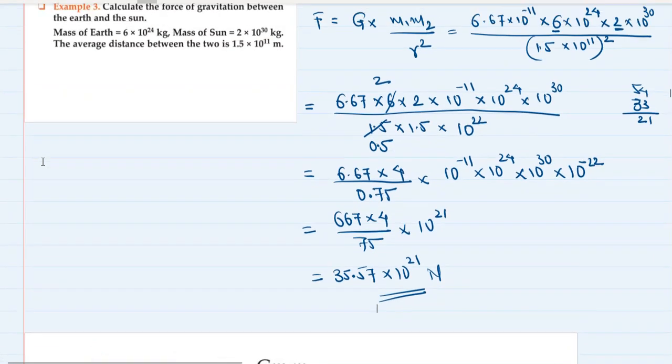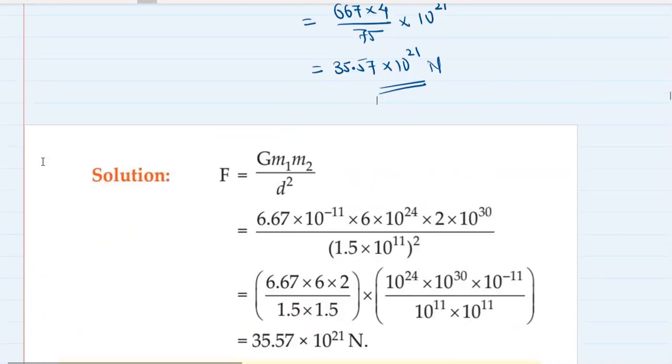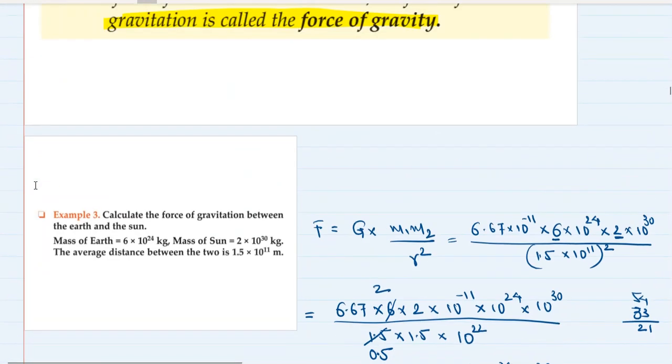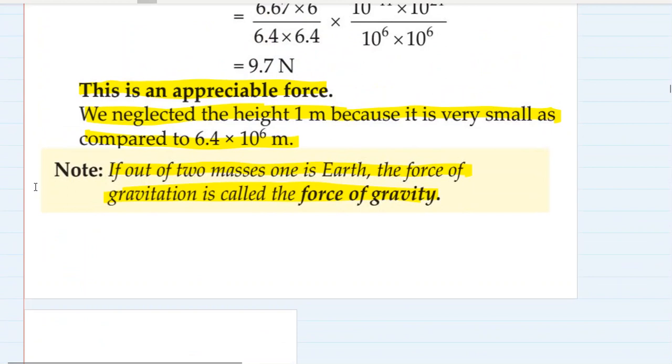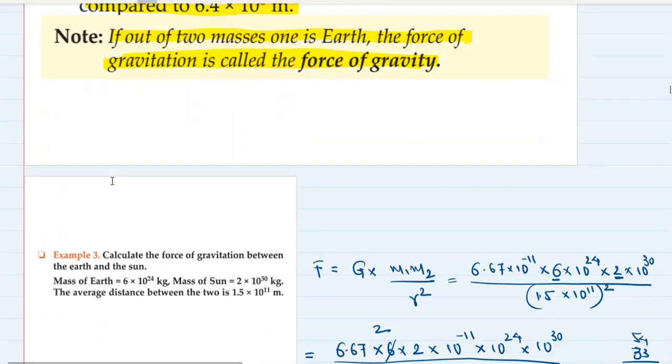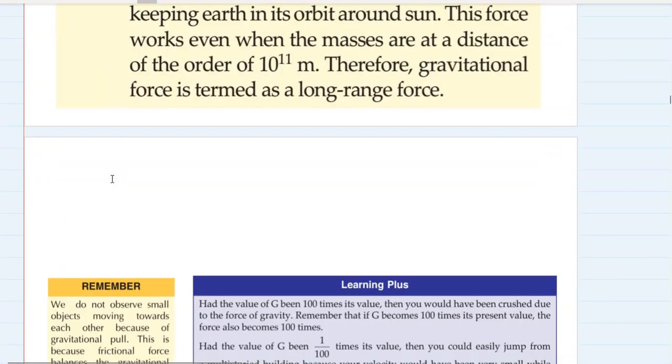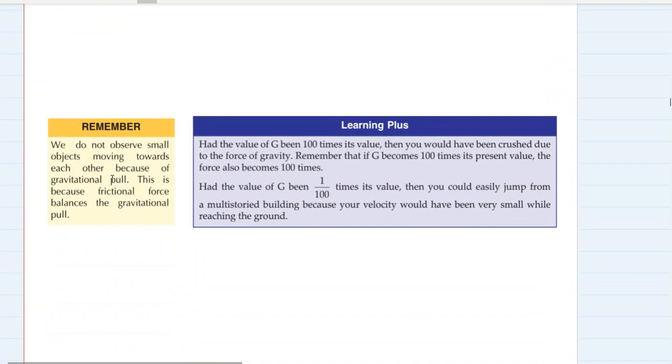At a long range also it is so strong. But still it is the weakest force in the universe, because the value of G is very small. It is not even appreciable for normal sized bodies. It is only appreciable for heavenly sized bodies.